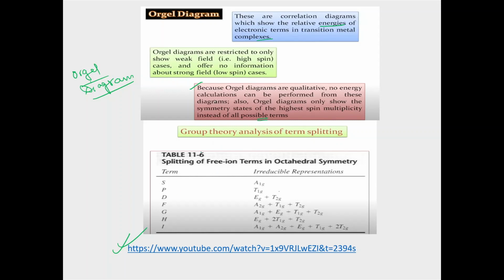And this is the group theory analysis of term splitting. So one day we had discussed how we find out the term symbol for a complex.